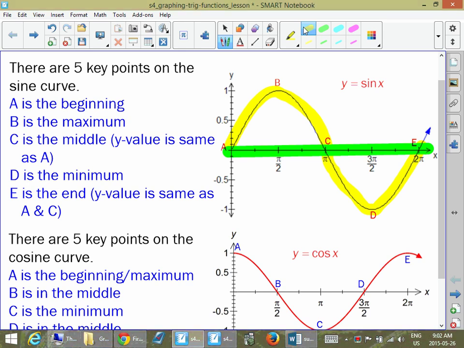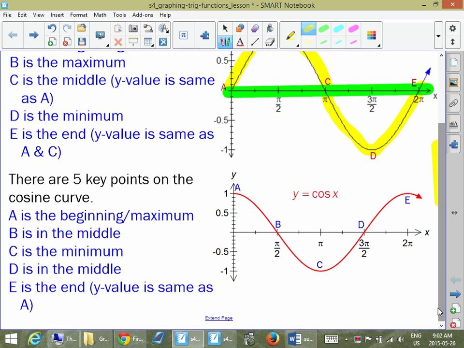And the cosine curve, as we said yesterday, is just a horizontal translation of the sine curve. It starts at the top, goes down to the vertical middle 1/4 of the way through the journey, goes down to the minimum halfway through the journey, back up to the vertical middle 3/4 of the way through the journey, and back up to the top at the end of the journey.